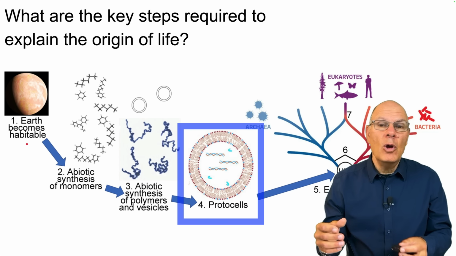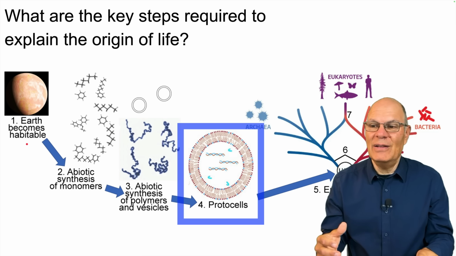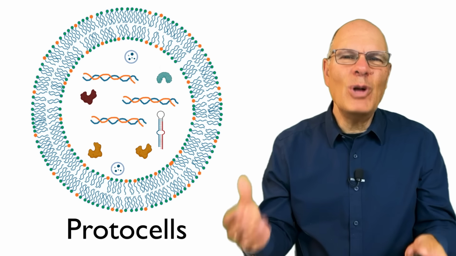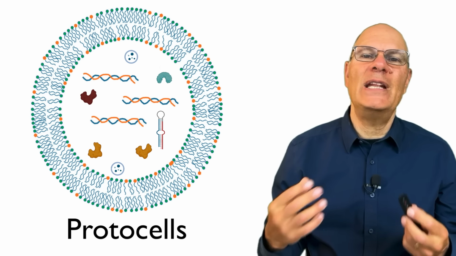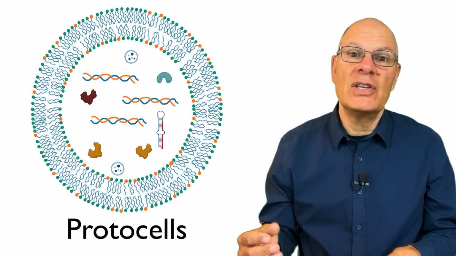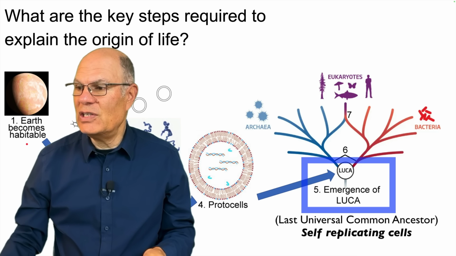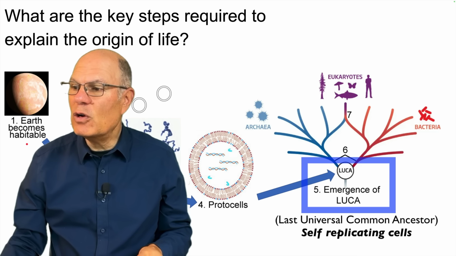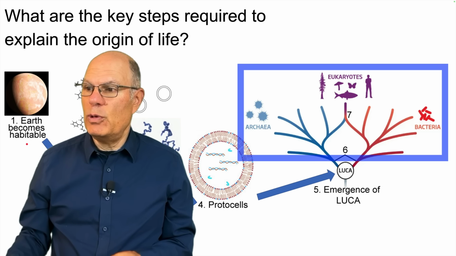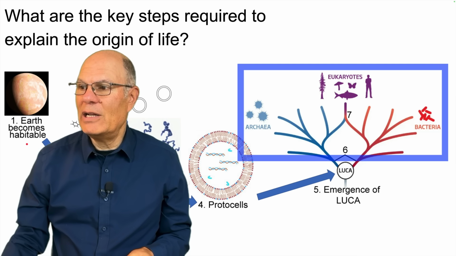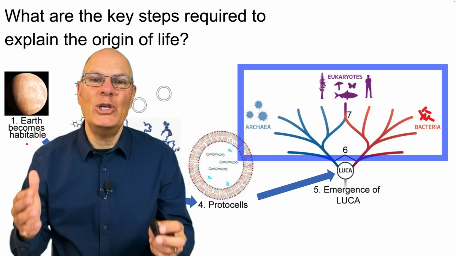In step 4, we need to combine those monomers and polymers into those little vesicles to create protocells. These aren't quite living cells the way that we have them today, but they have many of the characteristics of cells. And finally, we have the emergence of self-replicating cells. That would be the last universal common ancestor over here, and that gives rise to the 3 great domains: archaea, bacteria. Those two combine, that's another story altogether, to form the eukaryotes.